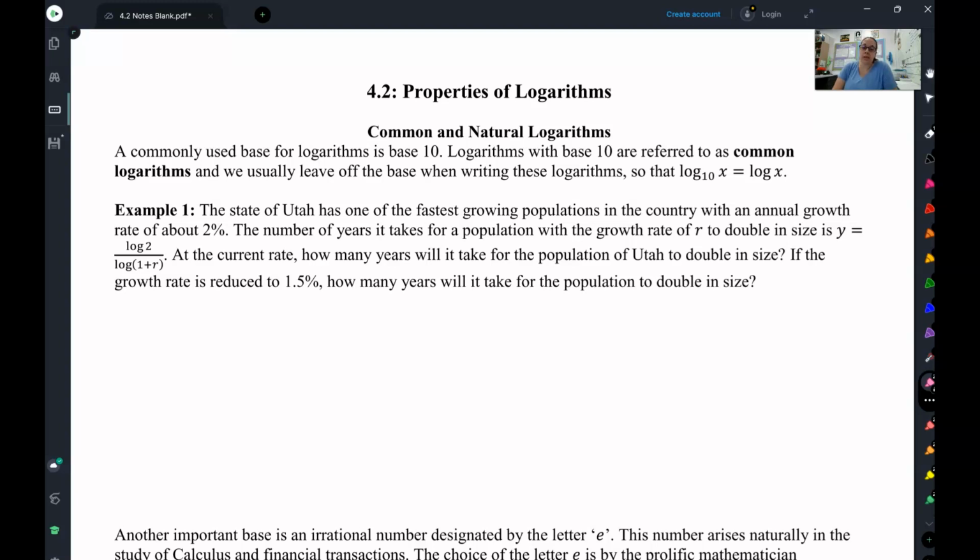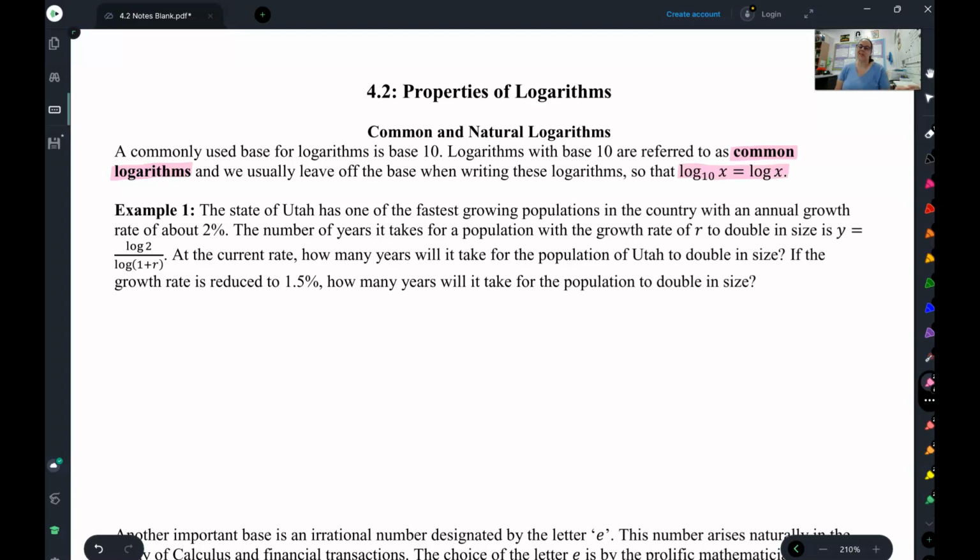So in this lesson, we're going to dive deeper into logarithms, do the properties of logarithms, and start solving some logarithmic equations. To start this lesson out, we're going to talk about a couple definitions. First one is the common log.